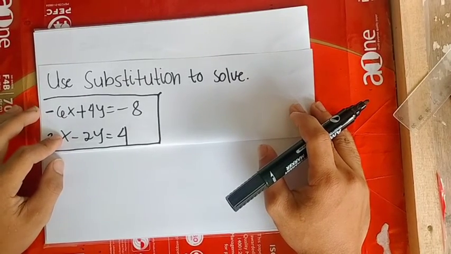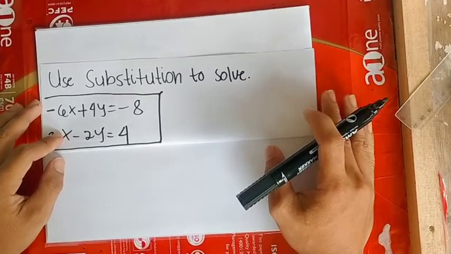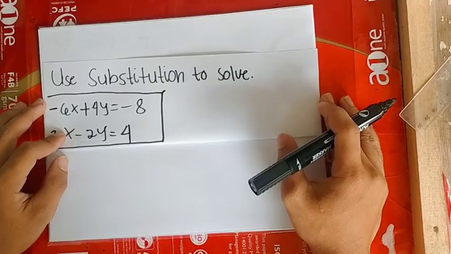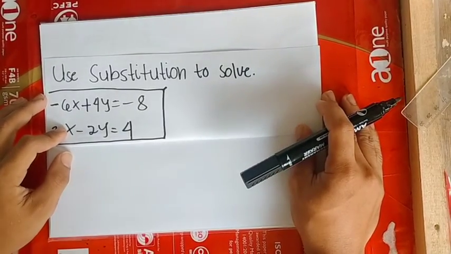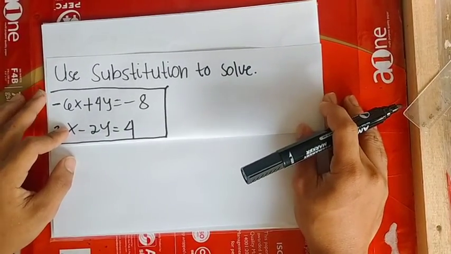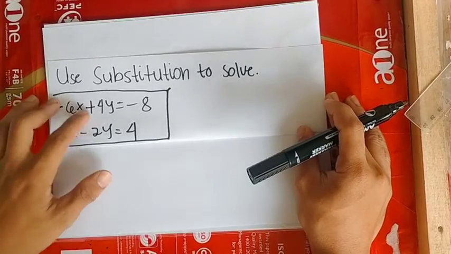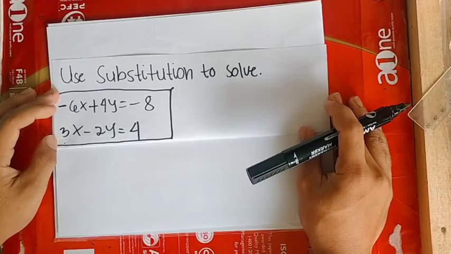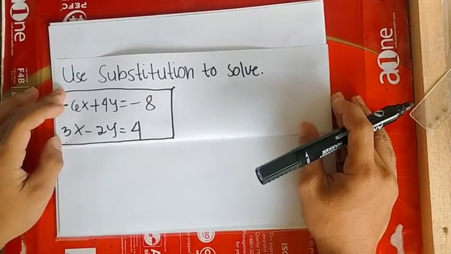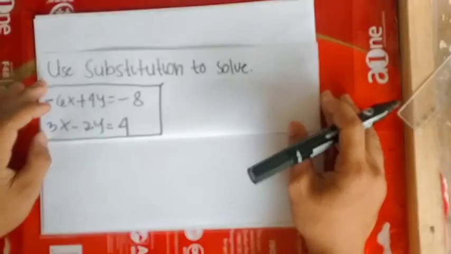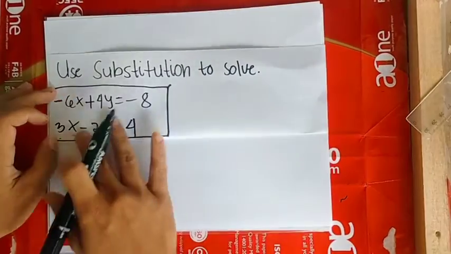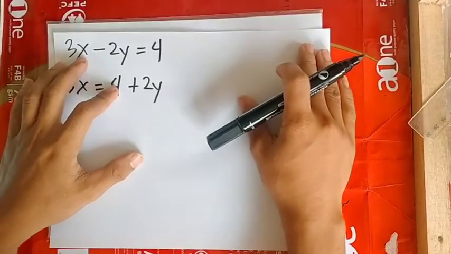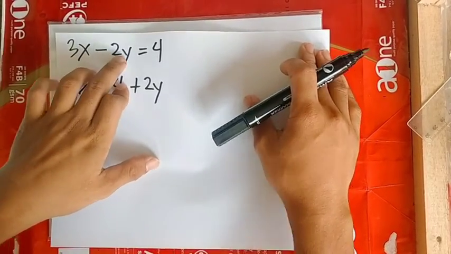Good morning everyone. So this is another example of using substitution method. So let me show you how to solve the substitution method. So these are the two equations, negative 6x plus 4y equals negative 8 and 3x minus 2y equals 4. So I choose to solve the second equation, 3x minus 2y is equal to 4.